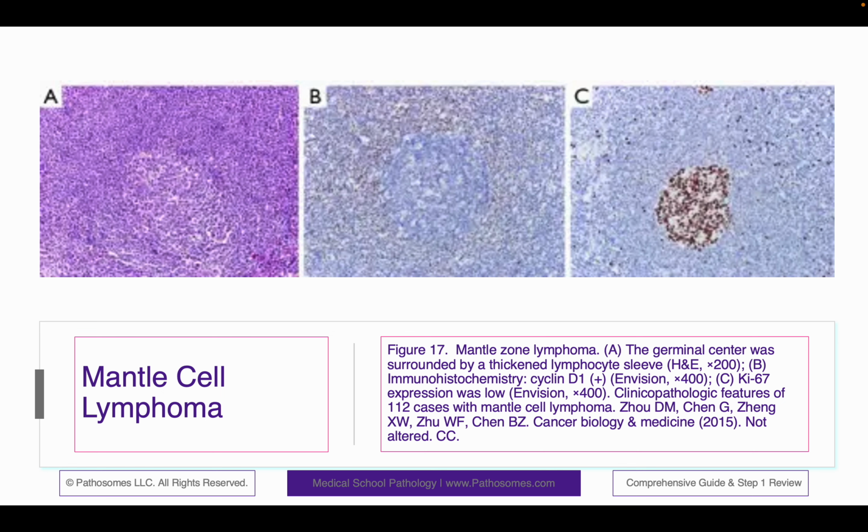Regarding mantle cell lymphoma, let's take a look at these panels. In A, we have an H&E stain where the germinal center is surrounded by a thick lymphocyte sleeve. In B, we have cyclin D1 positivity in those cells that are surrounding it, but it's variably low, right? And in C, we can visualize the germinal center with this stain, Ki67, right? Because within the germinal center, in general, in normal lymph nodes, there's a higher proliferation index.